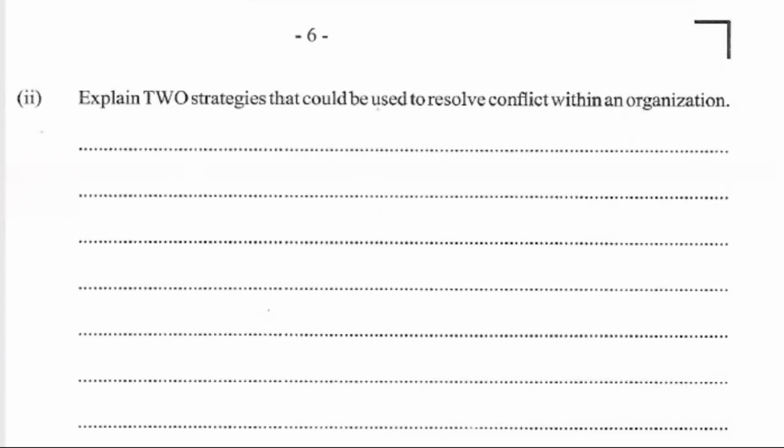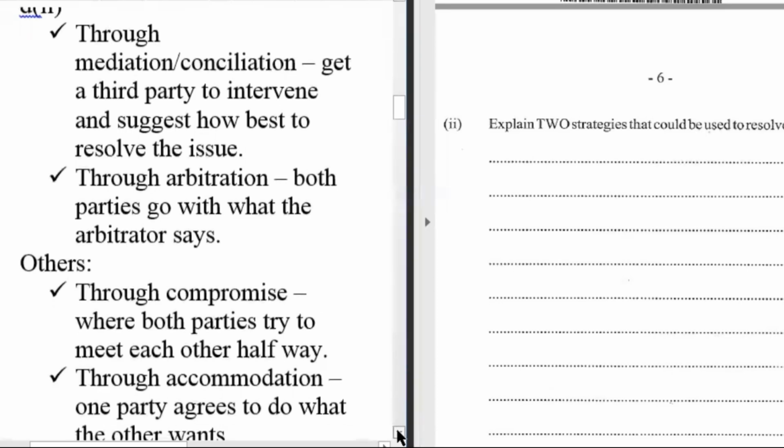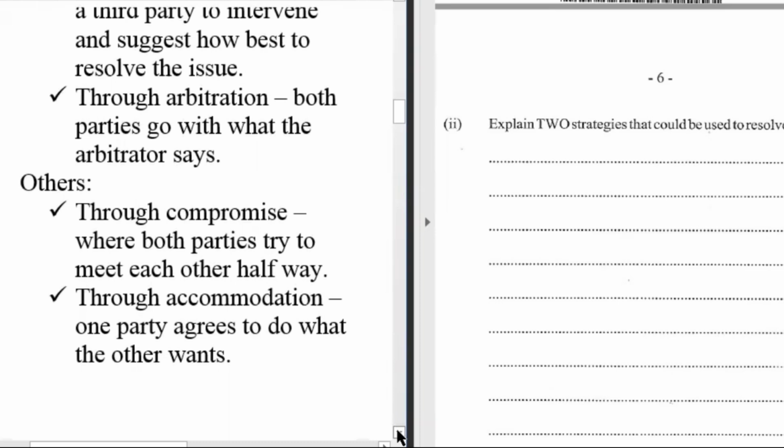D2 says explain 2 strategies that could be used to resolve conflict within an organization. All right. So one of the strategies could be through mediation and conciliation, where both parties will get a third party to intervene and suggest how best to resolve the issue. Through arbitration, where both parties go with what the arbitrator says. Other strategies that could be used include through compromise, where both parties try to meet each other halfway. Through accommodation, where one party agrees to do what the other wants. So these and many more are some strategies that could be used to resolve conflict.